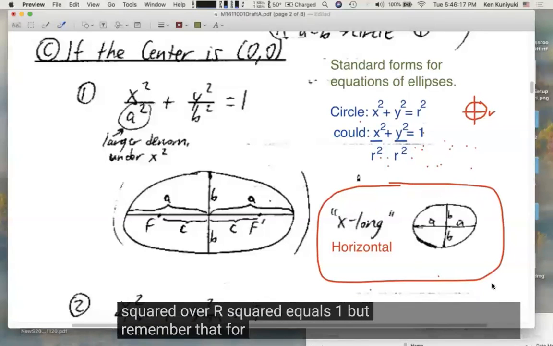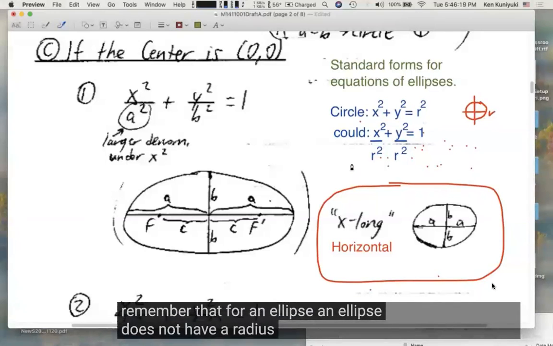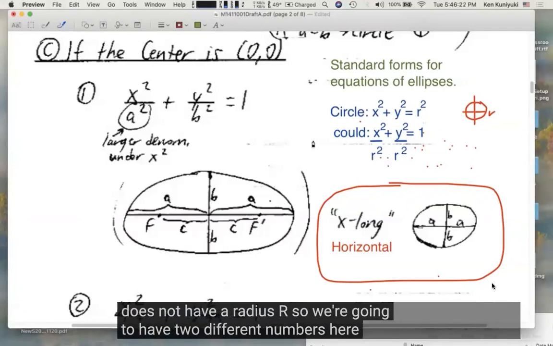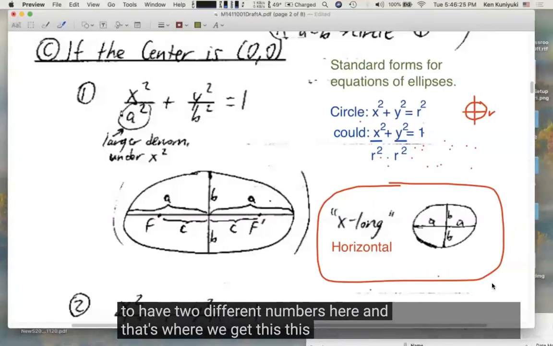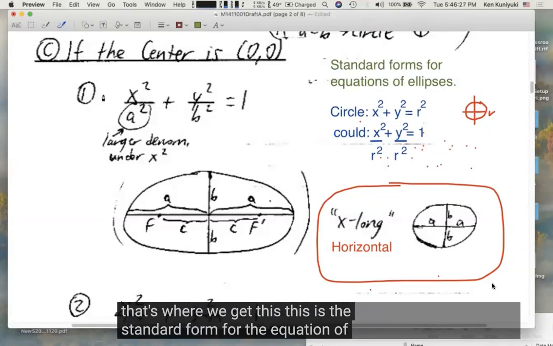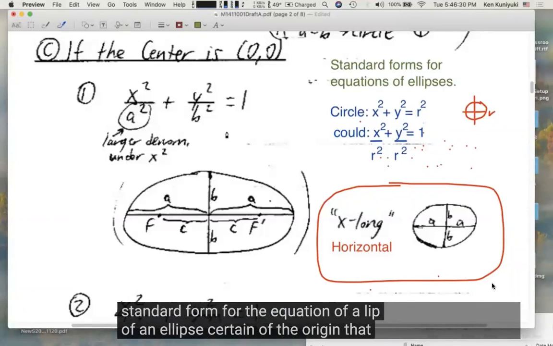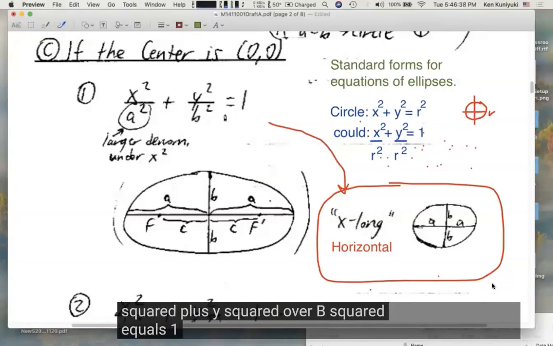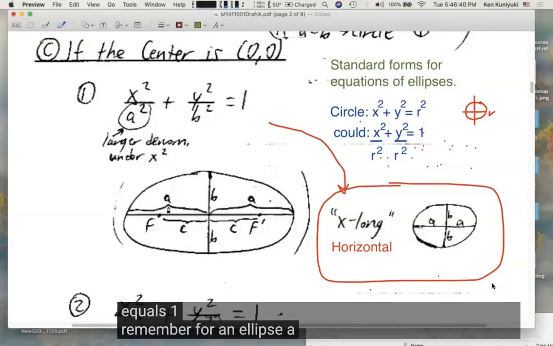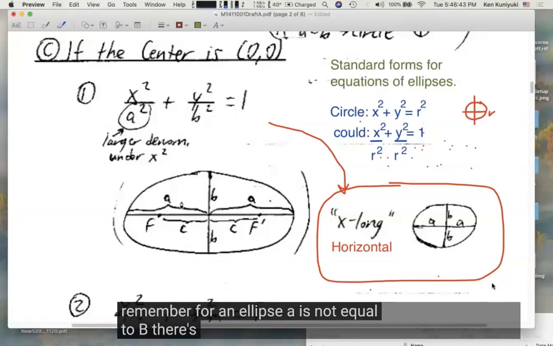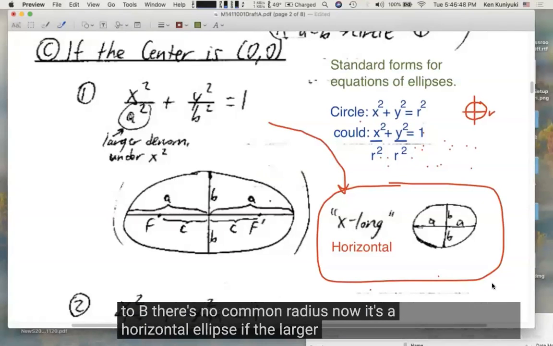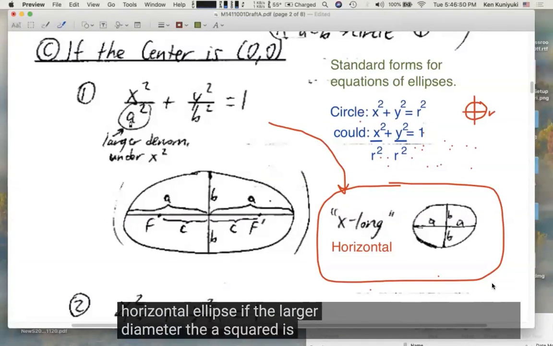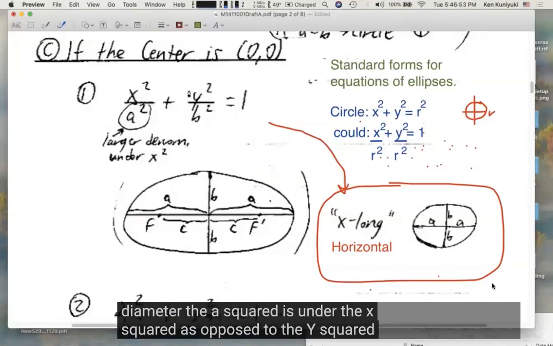But remember that an ellipse does not have a radius, r. So we're going to have two different numbers here. And that's where we get this. This is the standard form for the equation of an ellipse centered at the origin that is horizontal, or x long: x squared over a squared plus y squared over b squared equals 1. Remember, for an ellipse, a is not equal to b. There's no common radius. Now, it's a horizontal ellipse if the larger denominator, the a squared, is under the x squared as opposed to the y squared.